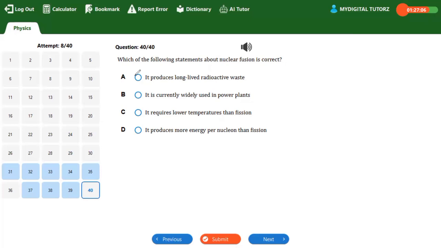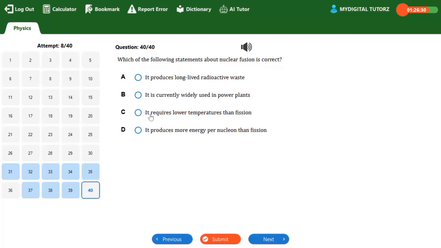Option A says it produces long-lived radioactive waste. It is established that the waste generated is relatively small compared to the waste generated from fission. B, it is currently widely used in power plants. No, it has not been commercialized because of certain conditions that need to be met, as in the temperature required for operation is very, very high, in millions of kelvins. Are we together?